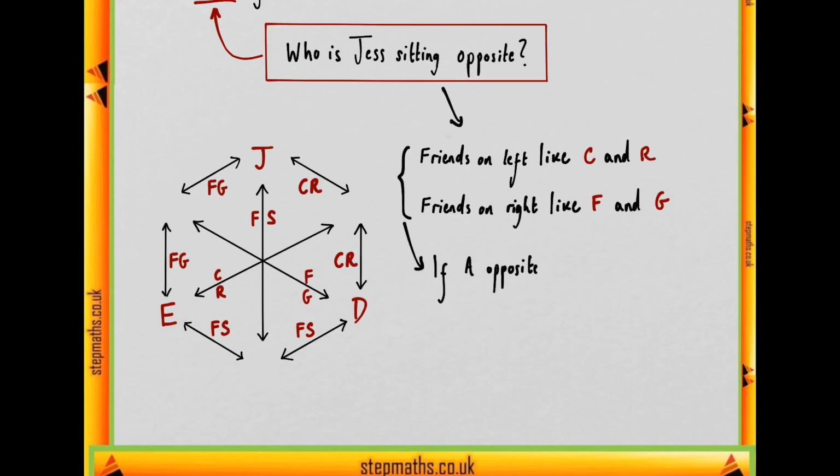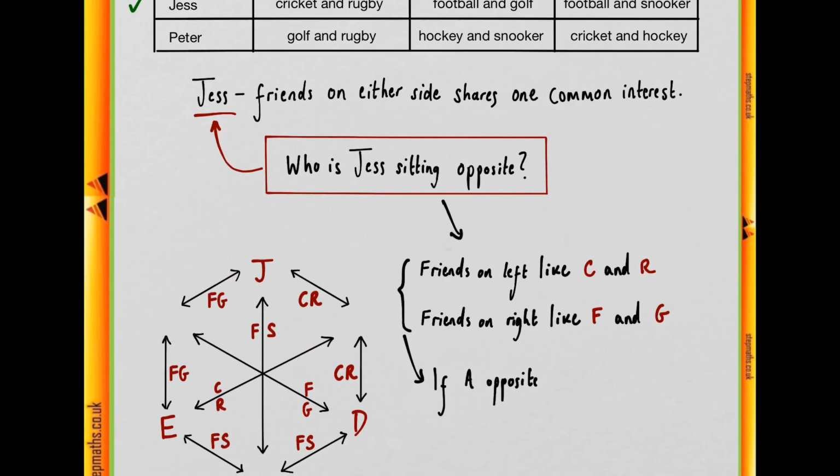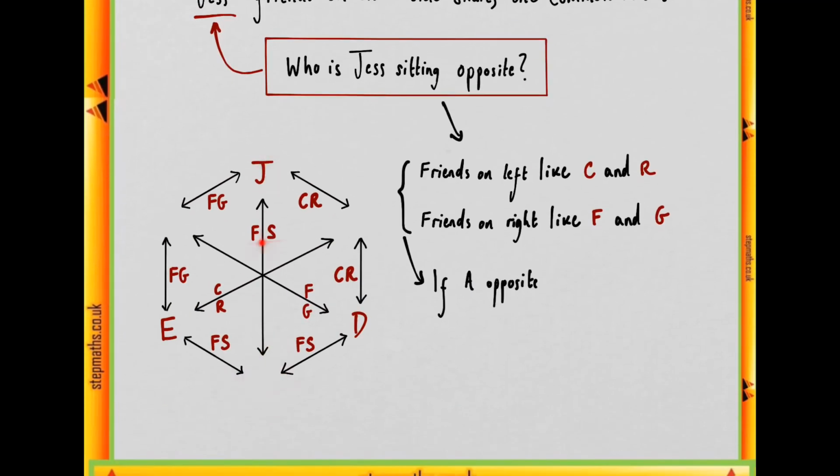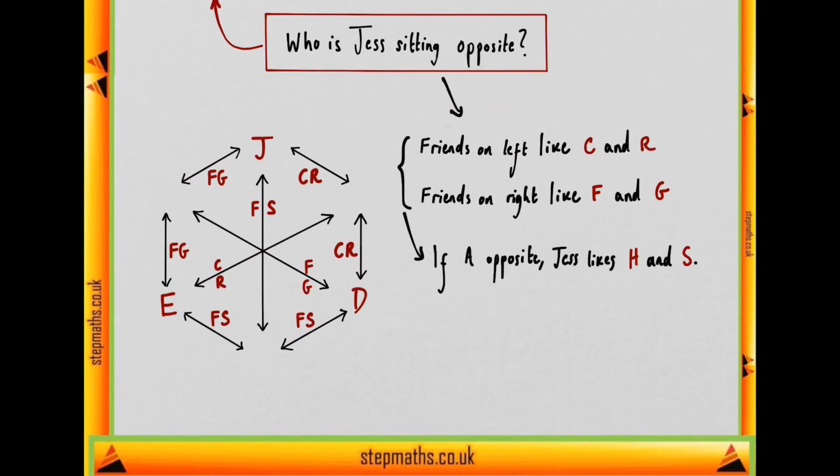So we know that if Amir was opposite, i.e. if Amir was here, Jess would therefore like hockey and snooker. We know this isn't viable since Jess has to like either cricket or rugby for one of her interests and football or golf for the other. So we know this is wrong.